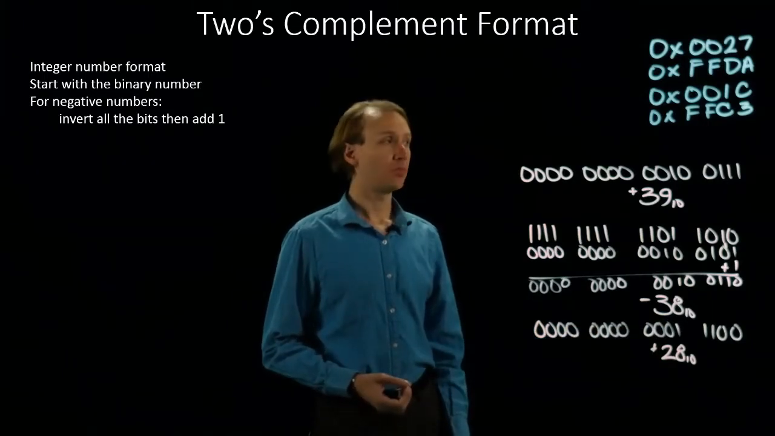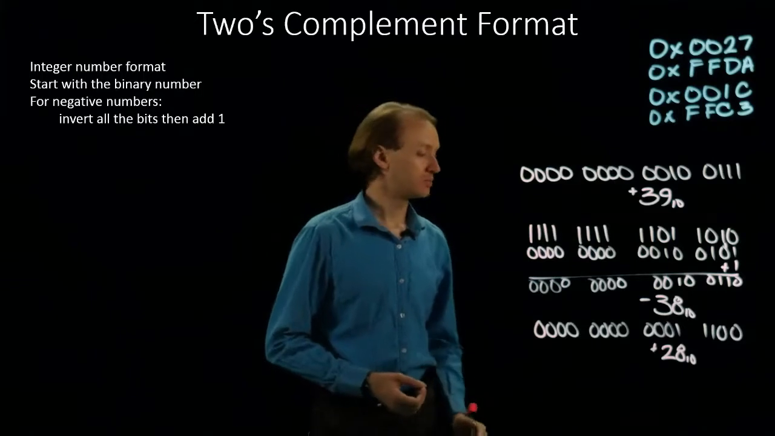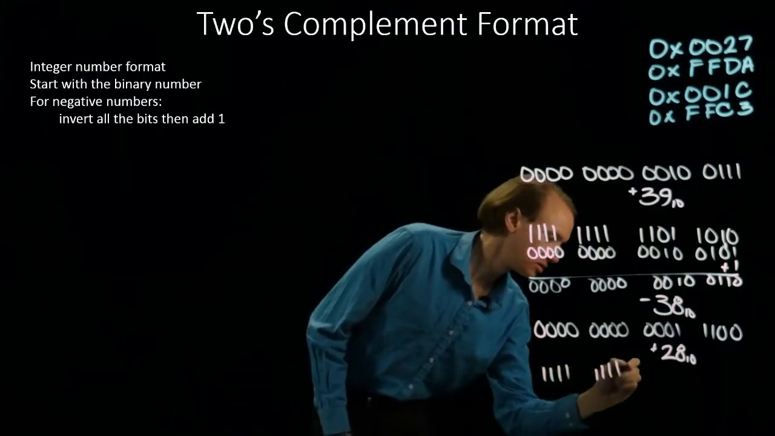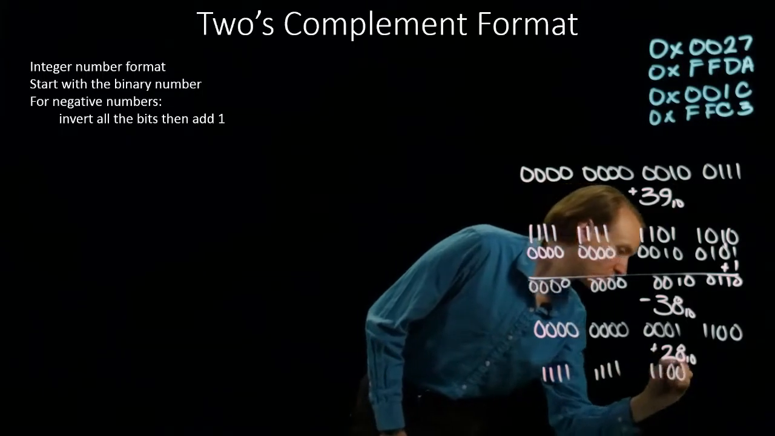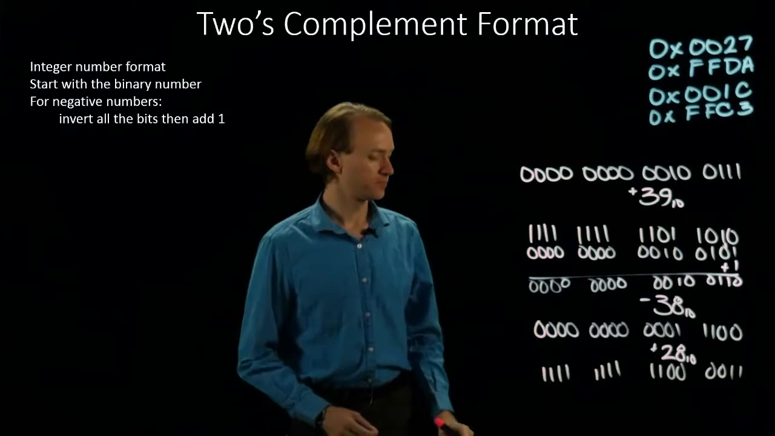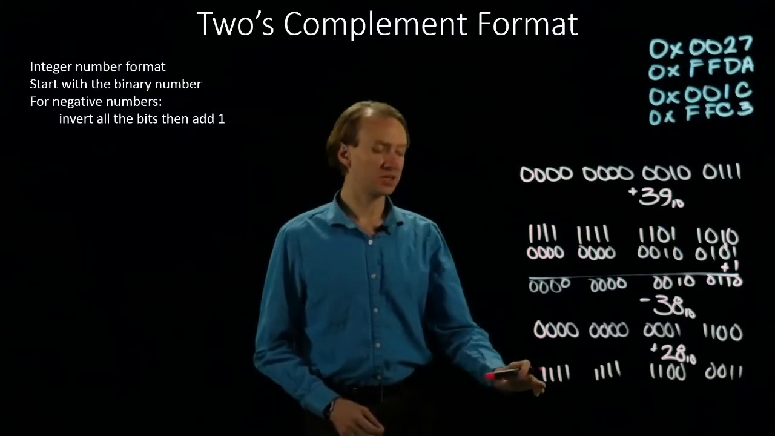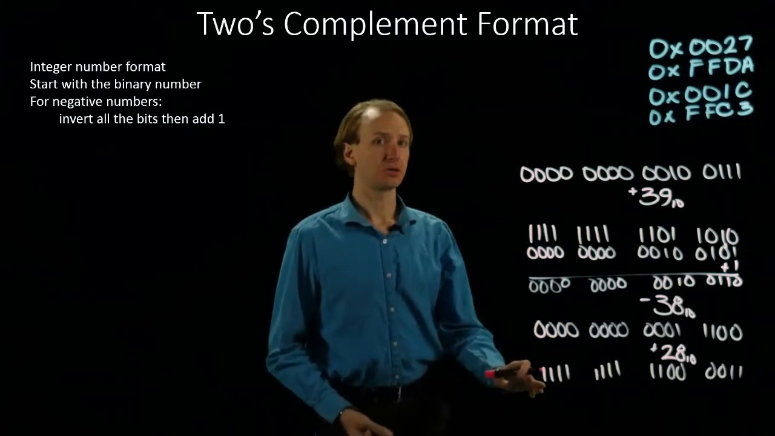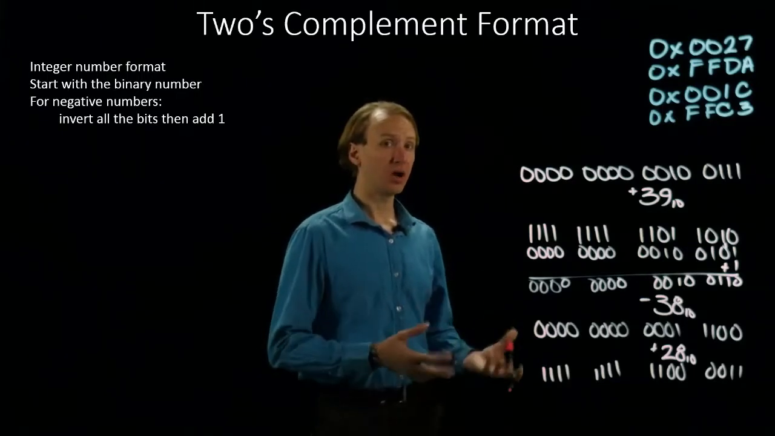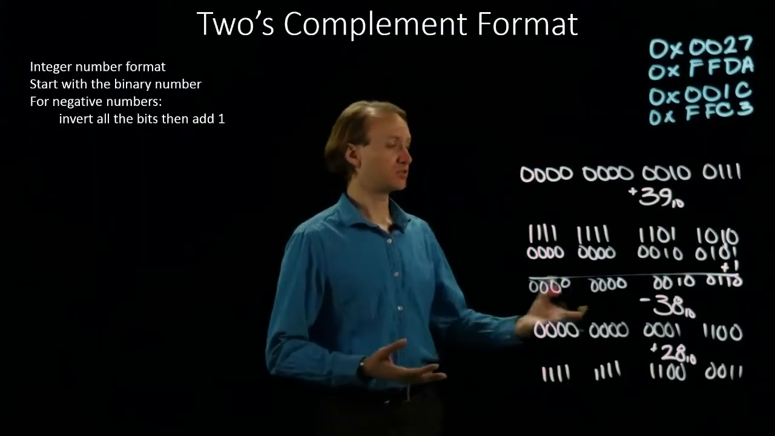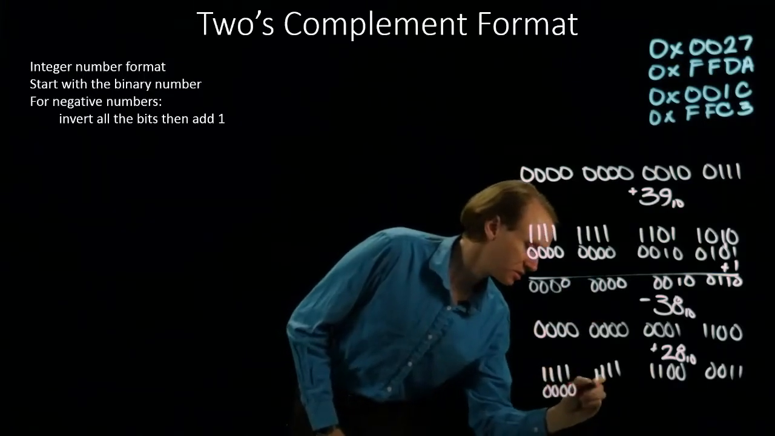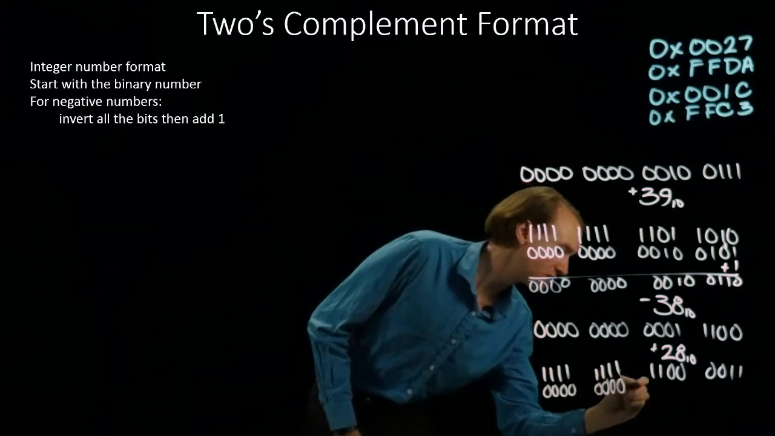My last example is FFC3. If I convert that to binary, I get this number. Because the leading bit is a 1, this is a negative number. So I need to apply the 2's complement operation to get a positive number that I can read the bits from. 2's complement operation says flip all of the bits and then add 1.